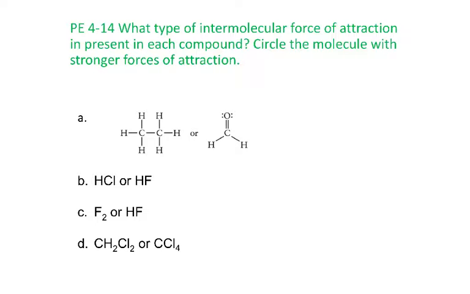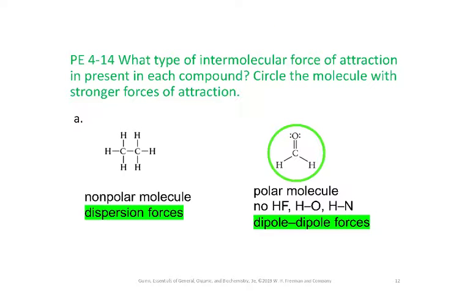Okay, so welcome back. For A, we can look at first, remember, determine if it's a polar or non-polar molecule. And so on the left is ethane. You don't need to know that name. But you can tell that it's a non-polar molecule, and so it has dispersion forces. And on the right is a polar molecule, but it does not have one of the three that we need for hydrogen bonding, so it is dipole-dipole forces.